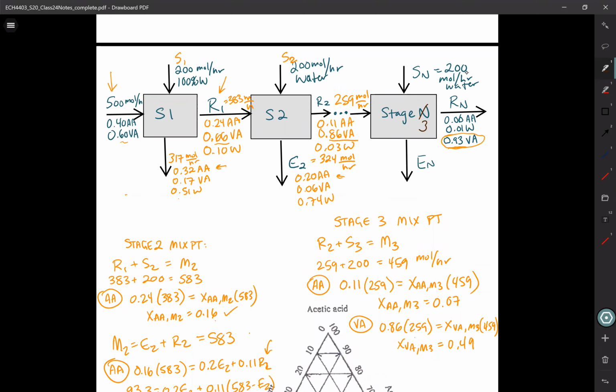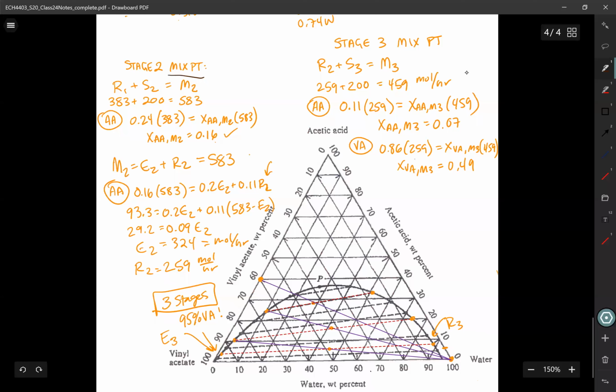Remember, for this problem, everything in the green was specified already, and everything in the gold was stuff that we had to solve for. So the procedure with a cross-current LLE process is to go stage by stage if you can. On the first stage, finding the mix point is always the first step. You do a material balance on the two streams coming in to find the mix point, and you draw it inside the two-phase region, wherever it happens to be. From your mix point, you draw a tie line, and that tie line will give you the compositions of your extract and raffinate phases.